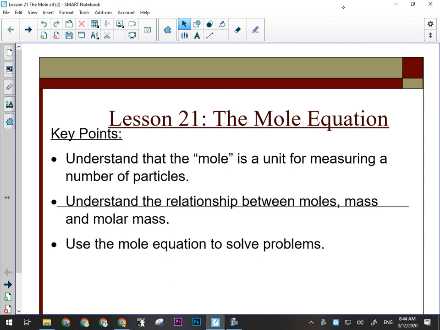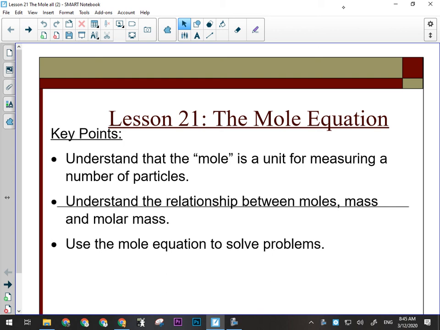Okay, so this is the very last thing in this unit. The mole equation is going to involve a little bit of math, but it's easy. It's just algebra. It's like grade 7 or 8 algebra, just being able to manipulate an equation. I'll go over how that works when we get to that point.